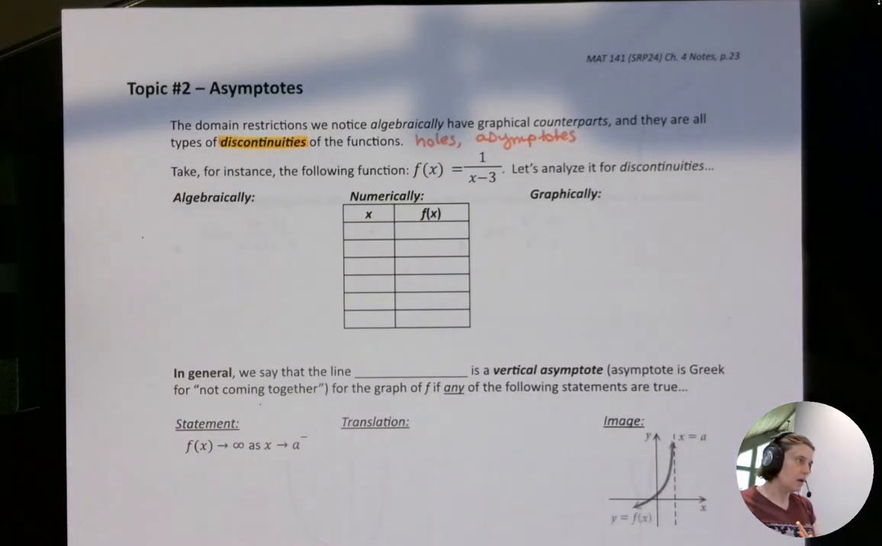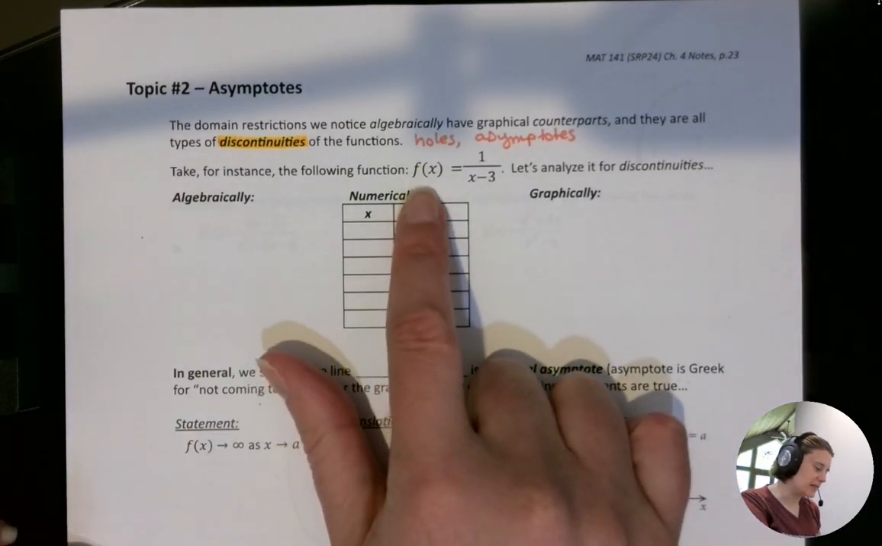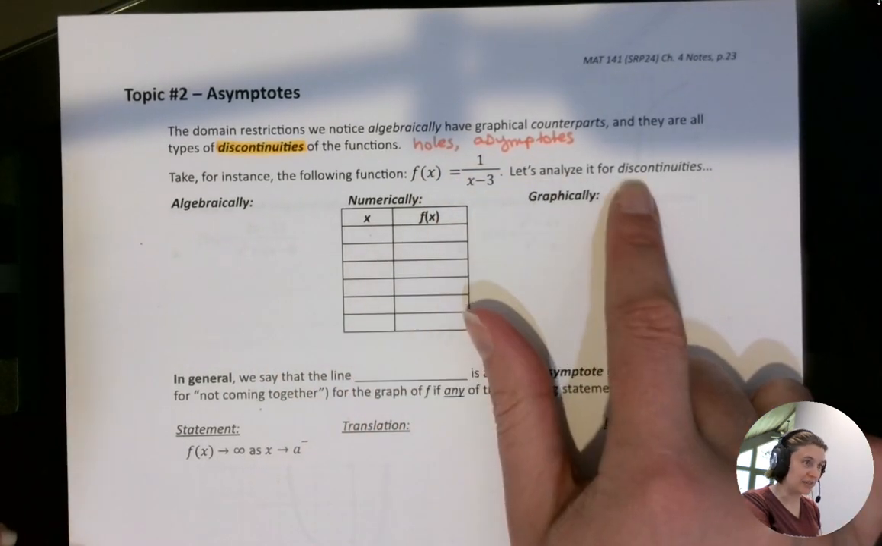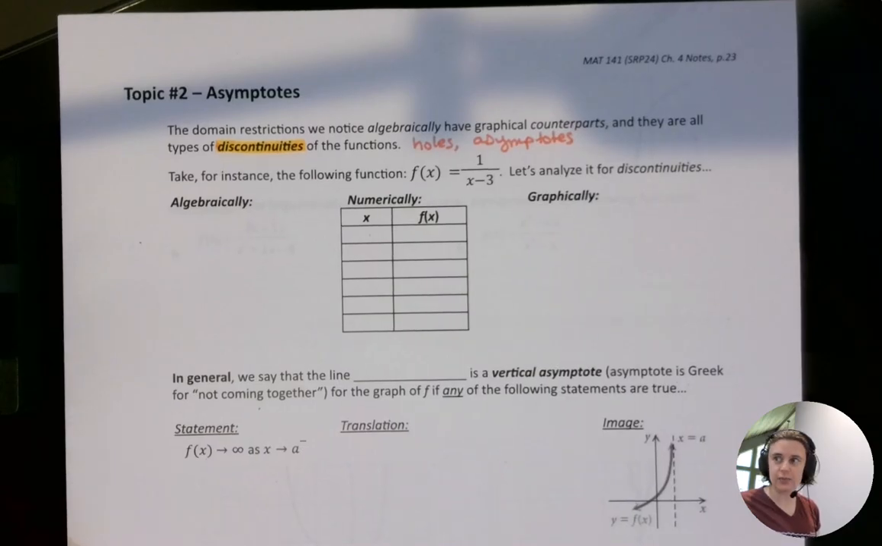Okay. Take, for instance, the following function. f of x is equal to 1 over x minus 3. And let's analyze it for discontinuities. We want to look at this function algebraically, numerically, and graphically.